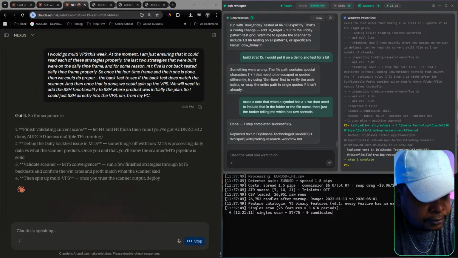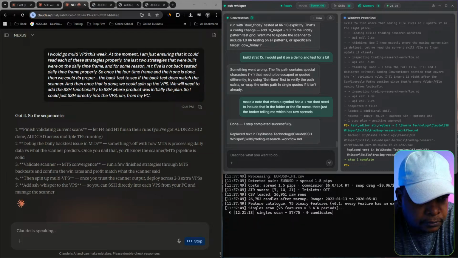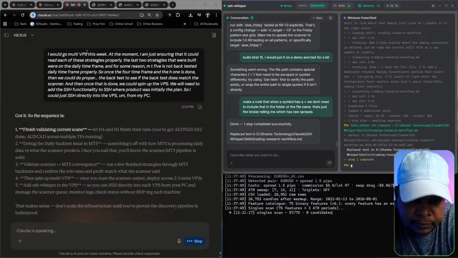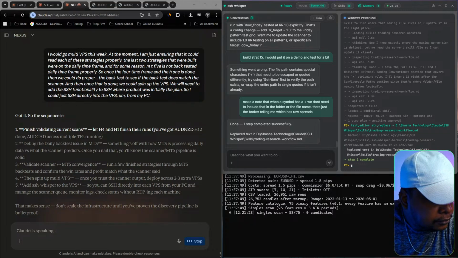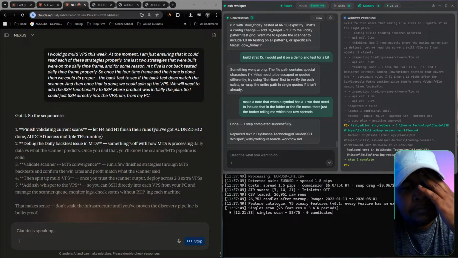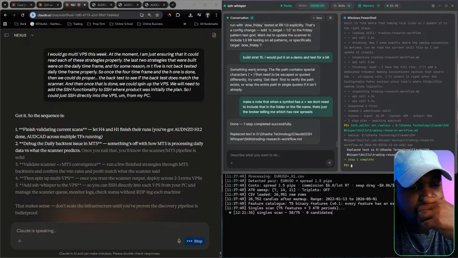Got it. So the sequence is: 1, finish validating current scans. Let H4 and H1 finish their runs. You've got AUD and ZD H12 done, AUCAT across multiple TFs running. 2, debug the daily backtest issue in MT5. Something's off with how MT5 is processing daily data versus what the scanner predicts.